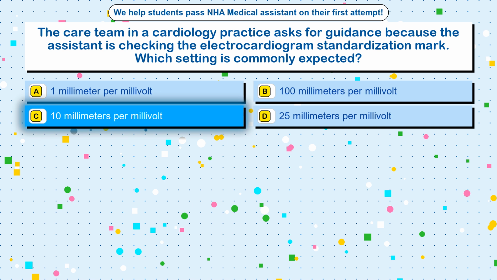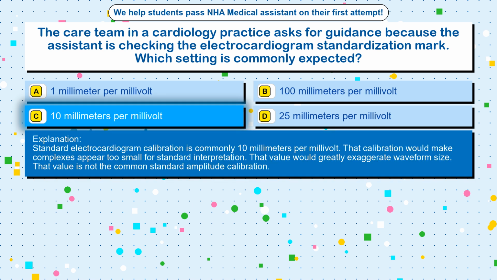The correct answer is option C. 10 mm per millivolt. Standard electrocardiogram calibration is commonly 10 mm per millivolt. That calibration would make complexes appear too small for standard interpretation. That value would greatly exaggerate waveform size. That value is not the common standard amplitude calibration.